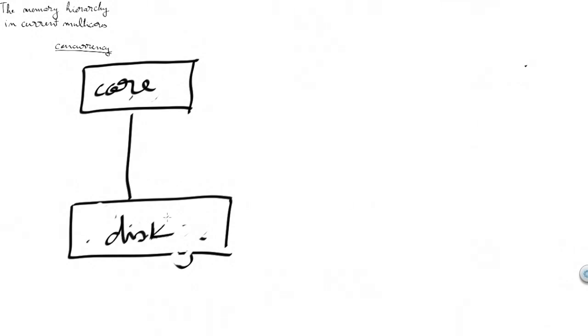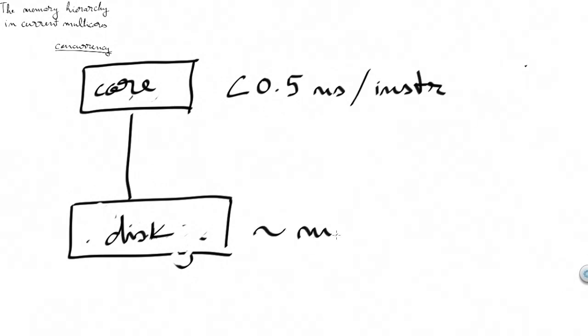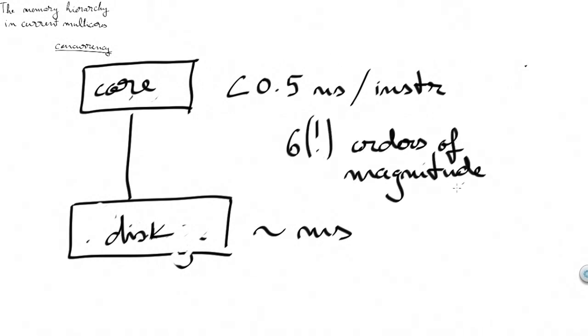While this setting is very simple, it has various problems. The most important of these problems is the discrepancy between the speed of operation of the core and the speed at which the disk operates. So in modern processors, a core generally takes less than half a nanosecond to execute an instruction. On the other hand, in order to access data from the disk, we need more than a millisecond. What this means is that we have a 6 orders of magnitude difference between the speed of the CPU core and the speed of the disk.